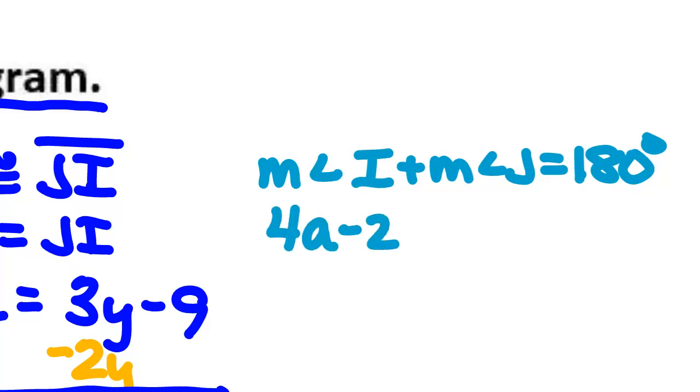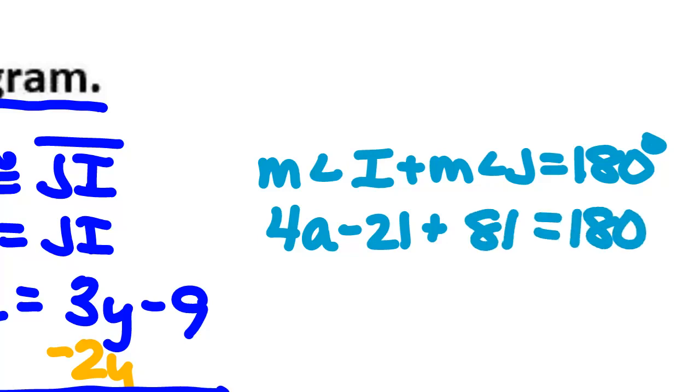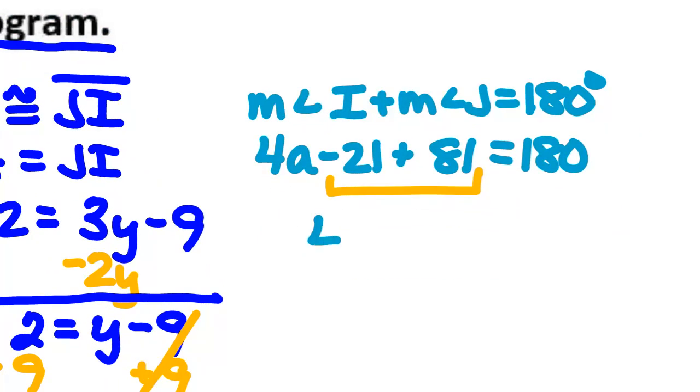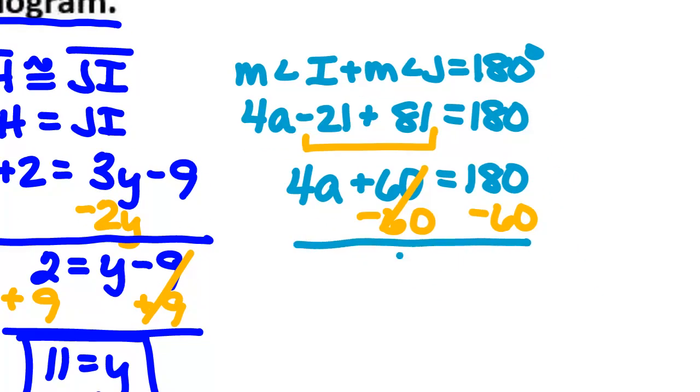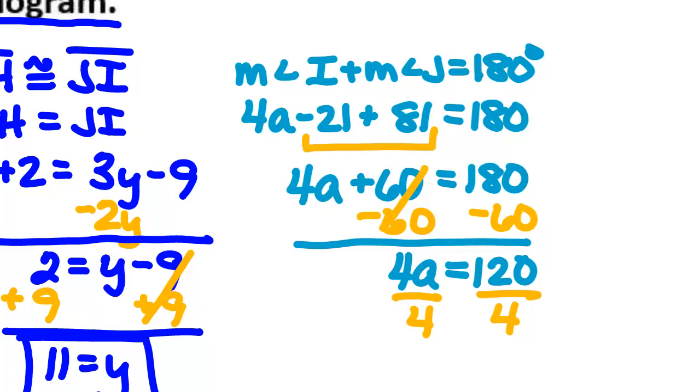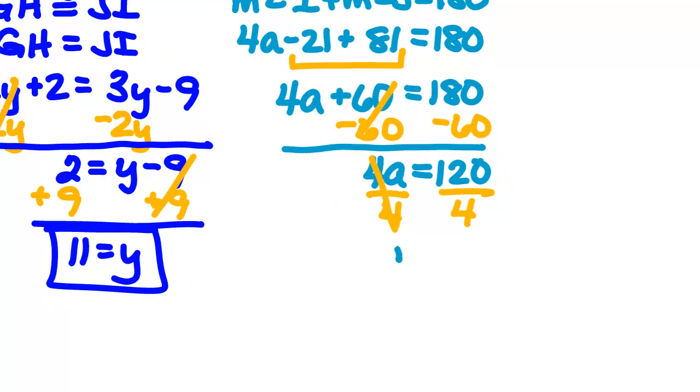So 4A minus 21 plus 81 equals 180. Combine our like terms together here. Negative 21 and 81 would be 60. So I have 4A plus 60 equals 180. Then we subtract 60 from both sides. That gives me 4A is equal to 120. Then we divide both sides by 4, and I get that A is 30.